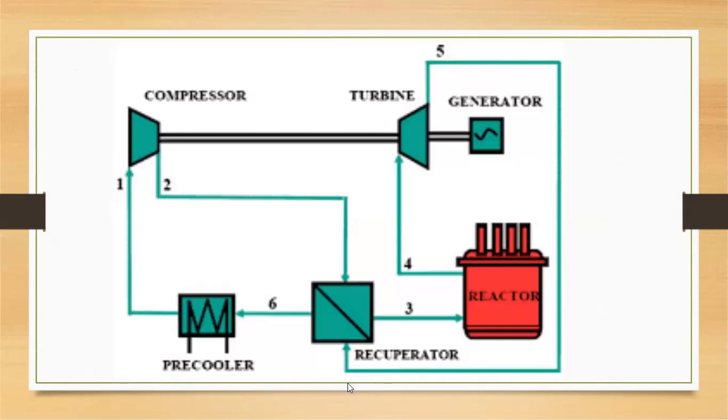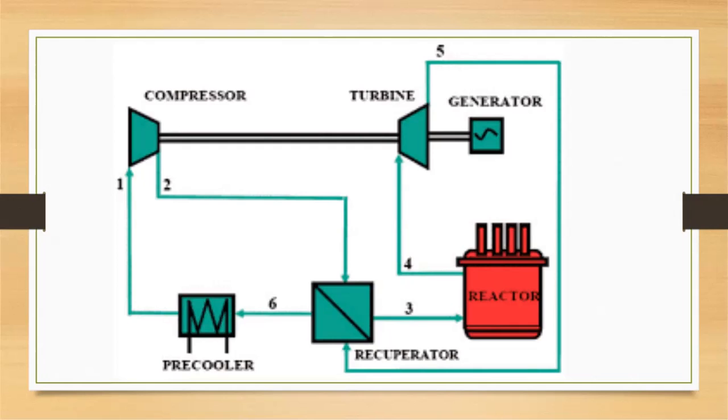And if you observe this diagram, it shows the Brayton cycle, and the same principle we can apply here. The components are compressor, turbine, generator, pre-cooler, recuperator and reactor. The main function of the compressor, you may all be aware of this, I think. The compressor is to increase the pressure and the temperature.